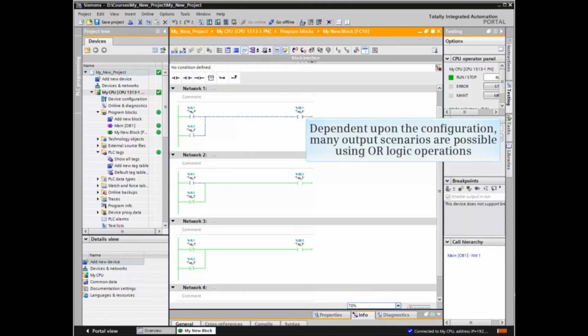As you can see, dependent upon the configuration, many output scenarios are possible using OR logic operations.